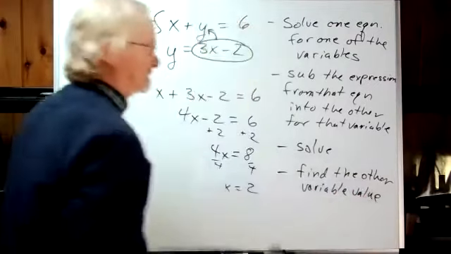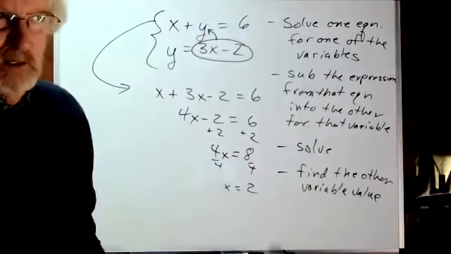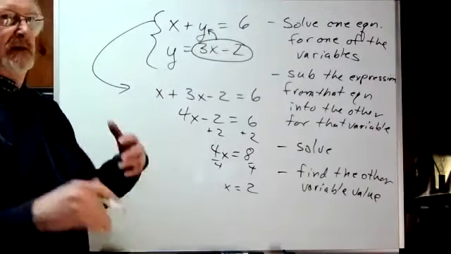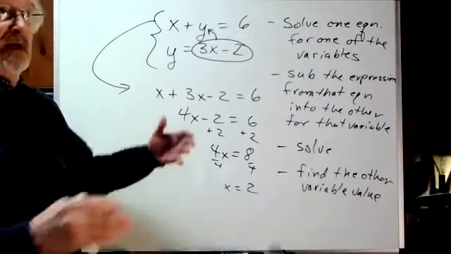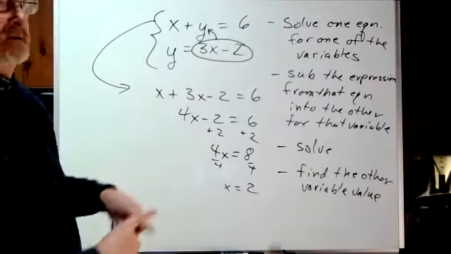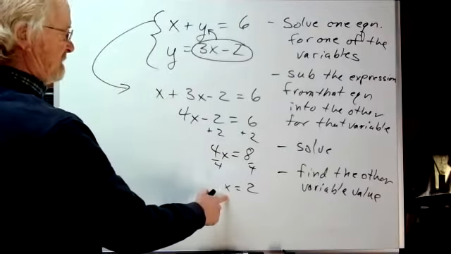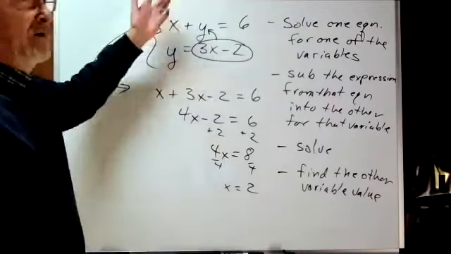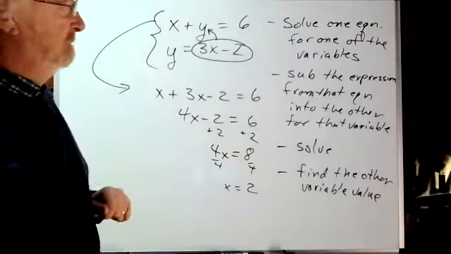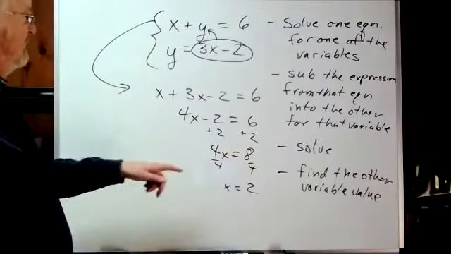Right? Often it'll be an XY pair still. We still need to find the X and Y value. Remember, we're looking for a point on that graph. So now I've got to plug it back in. If X is 2, pick one or the other. It doesn't matter. Pick one that looks like the easiest one to stick that into.